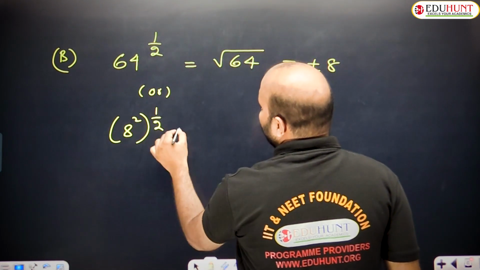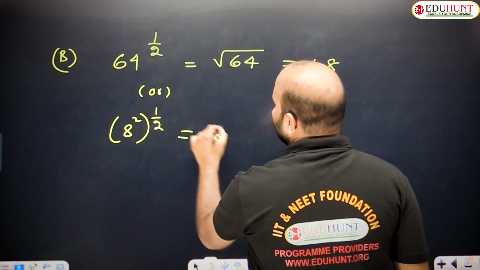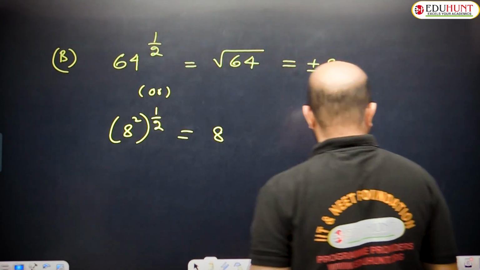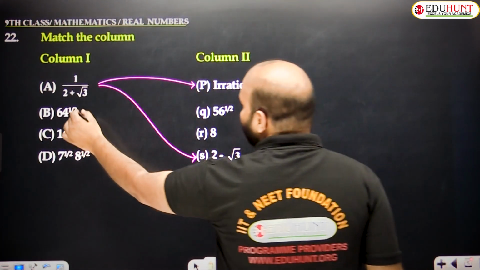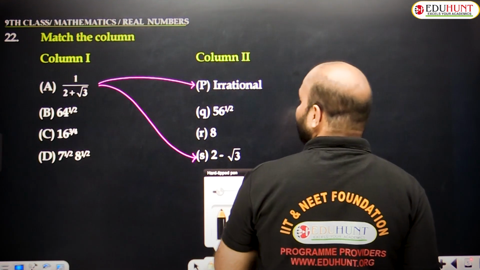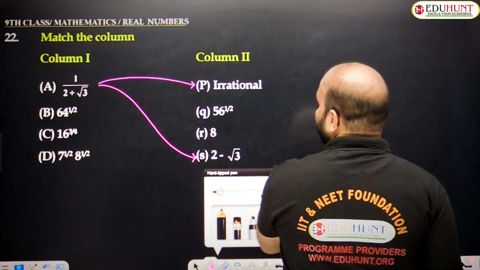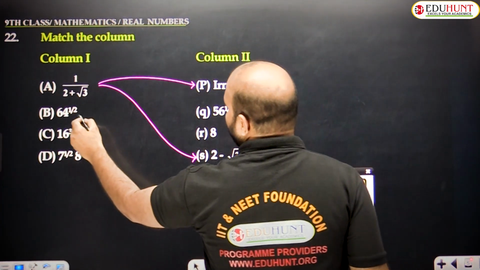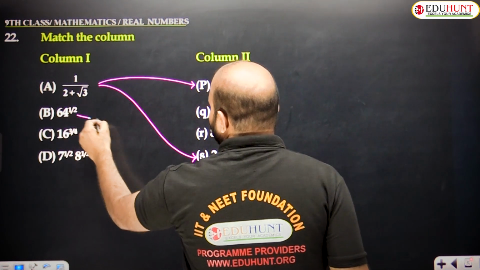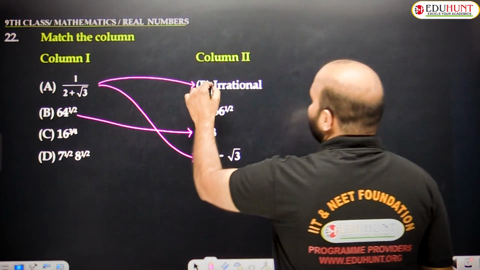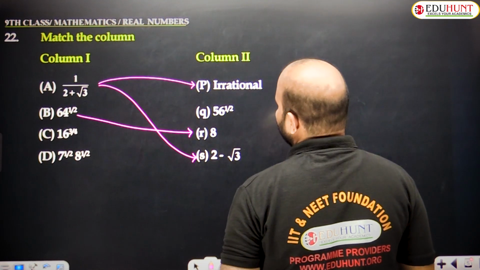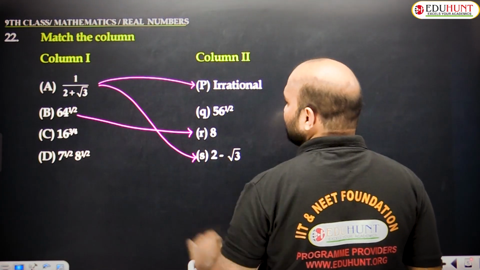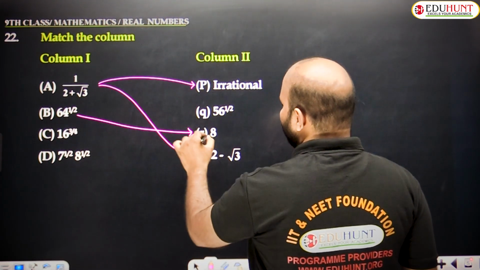So (a power m) whole power n is a power m into n. So the 2 cancels, so it equals 8. The value of 64 whole power 1 by 2 is 8. Am I clear? So 8 is not an irrational number. 56 whole power 1 by 2 is not possible, because 56 is not a perfect square. So 64 whole power 1 by 2 has value 8.